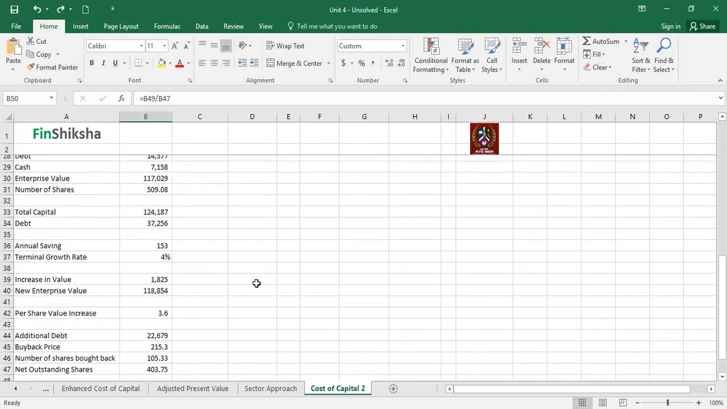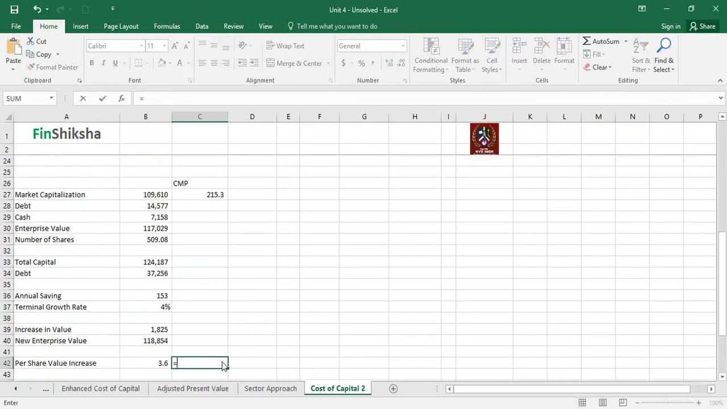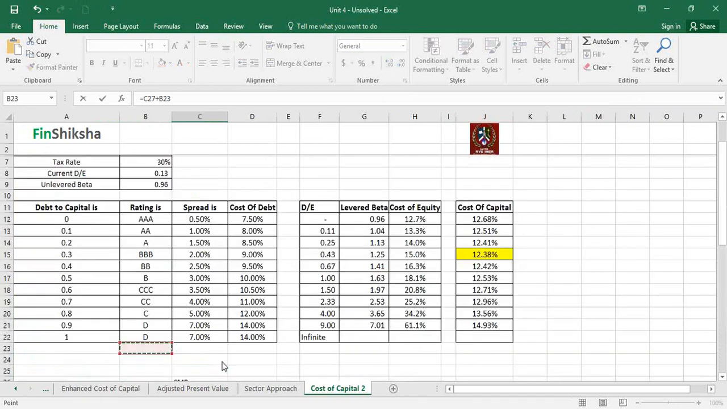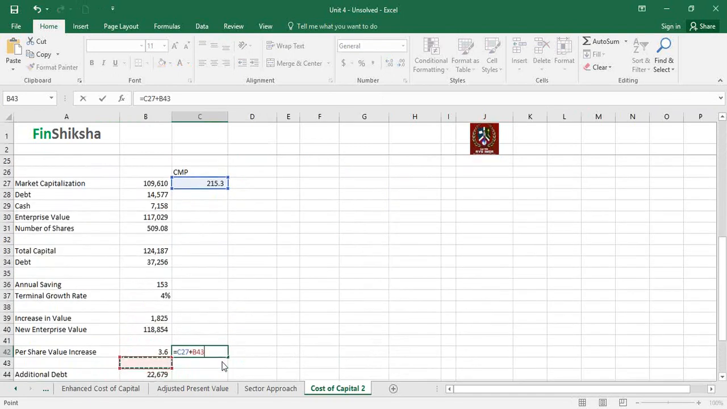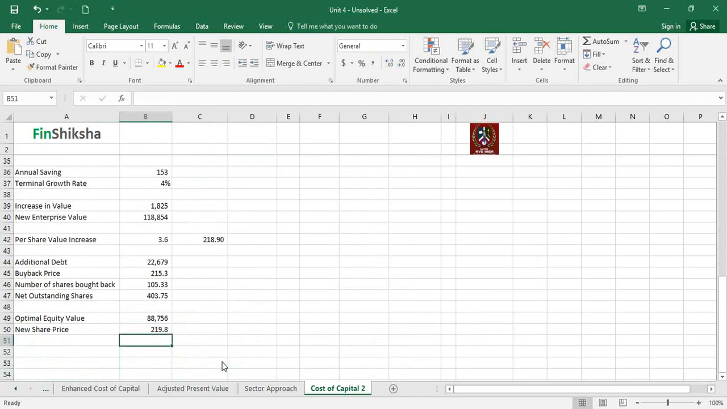Now we may argue that when we did our earlier analysis, we arrived at the share price as 215.3, which is the current, plus an increase of 3.6, that's 218.9. That's the optimal value, correct? But now we arrive at 219.8. So what's the difference, right? The difference is that in this case, you are buying back the share at 215.3, whereas logically, every shareholder should have deserved 218.9. After the increase itself, per share value should have gone up to this. So the buyback price would not have been 215.3 but 218.9.